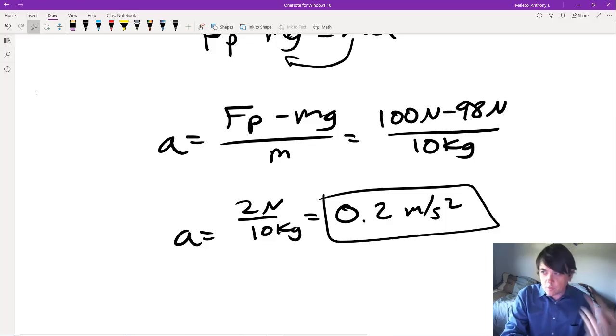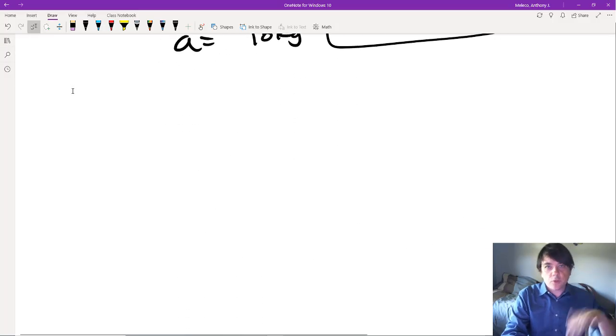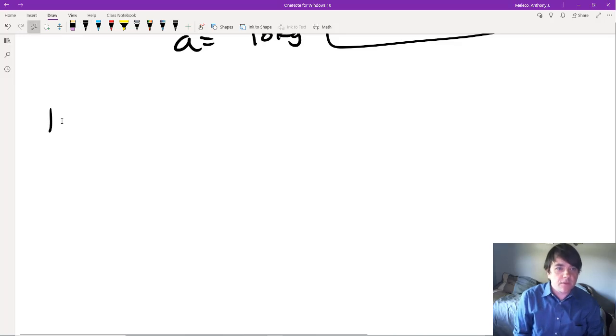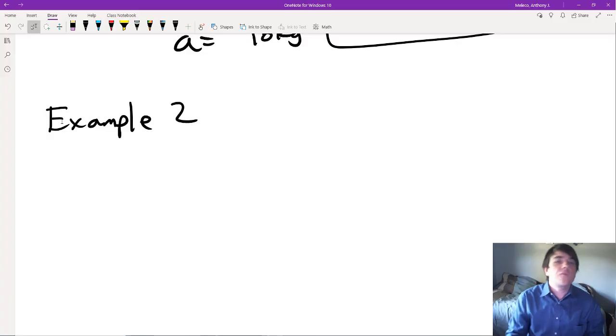And that's kind of how you deal with these sorts of problems, the pushing up and the pulling down. Let's go ahead and do another one. It was a long example, right? Let's look at example 2.